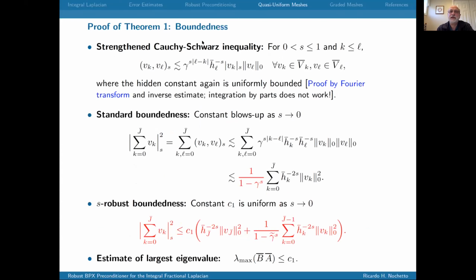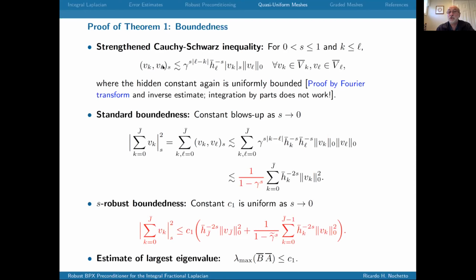Boundedness is usually based on the so-called strengthened Cauchy-Schwarz inequality, which means you look at functions in two different spaces, say with different scales, and this measures somehow the angle between the spaces. The spaces are not orthogonal, but as the scales separate from each other, you see this exponent, gamma, raised to a power, which is the difference of the levels. So that goes to 0. So this shows the angle between the spaces.